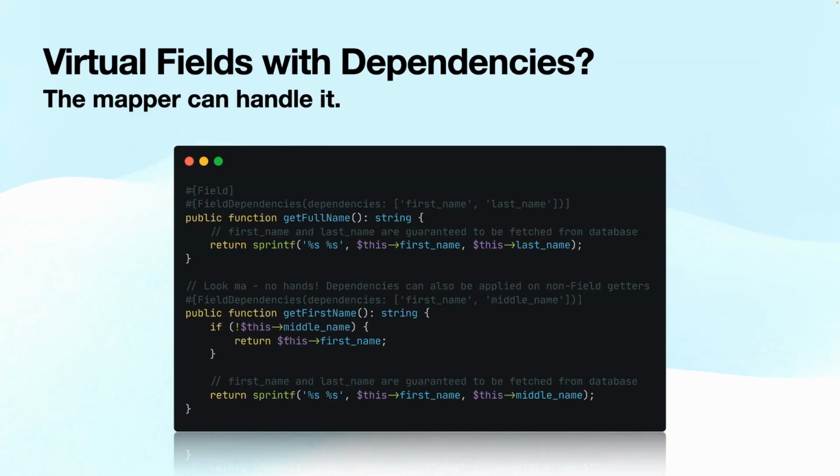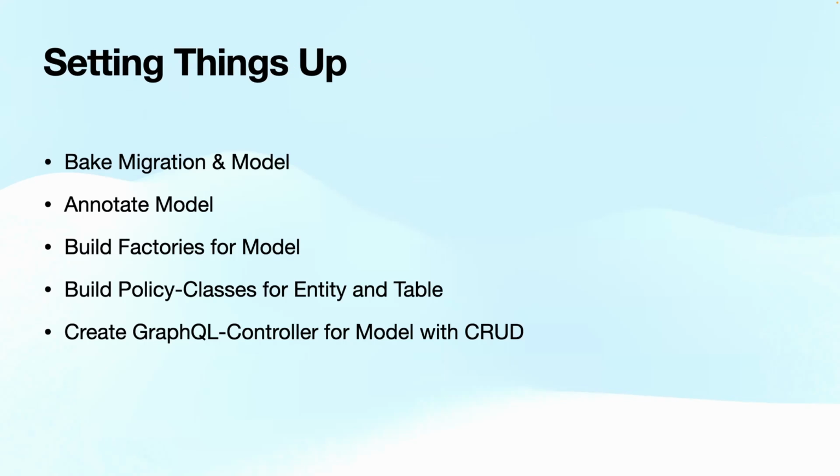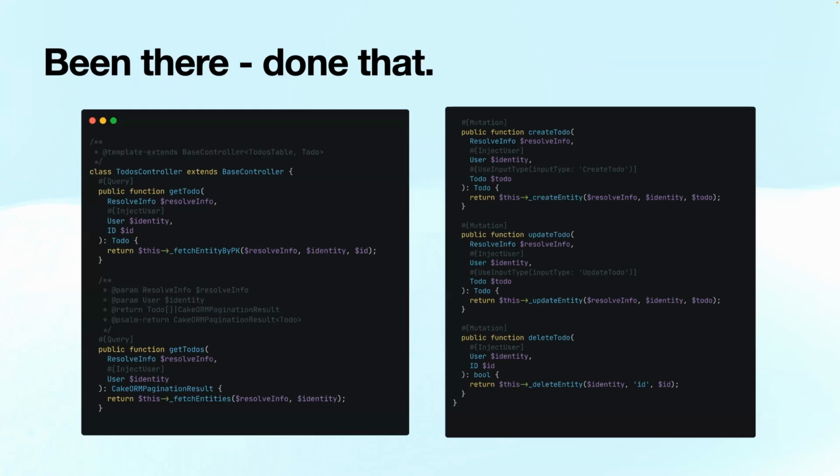The mapper can handle it. So as said, we still have to build a controller. And I try to make that as simple as possible by providing a base controller on which you only have to throw basic fields. So you have basic routes like fetch entity by primary key, fetch entities, create entity, update entity.